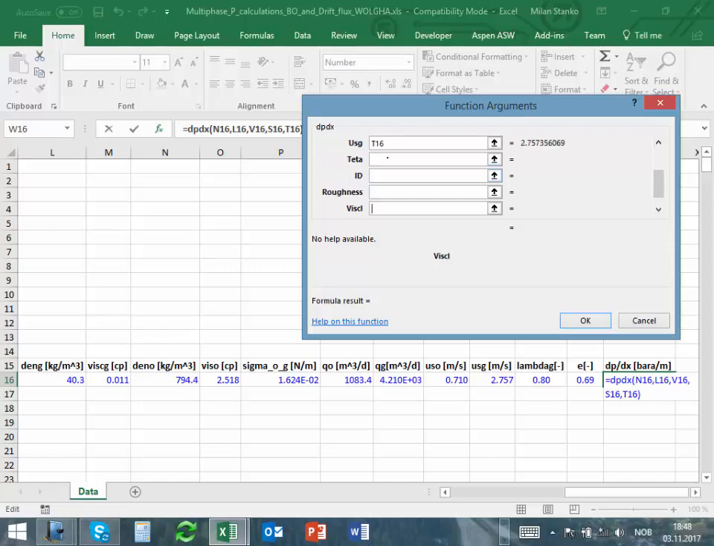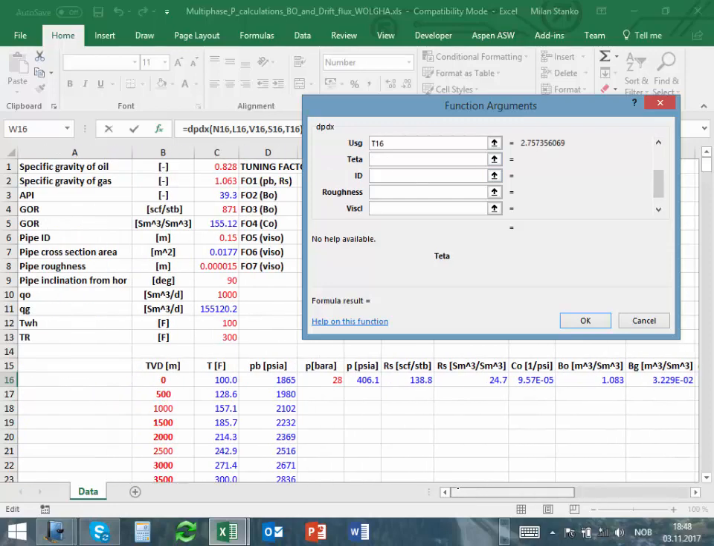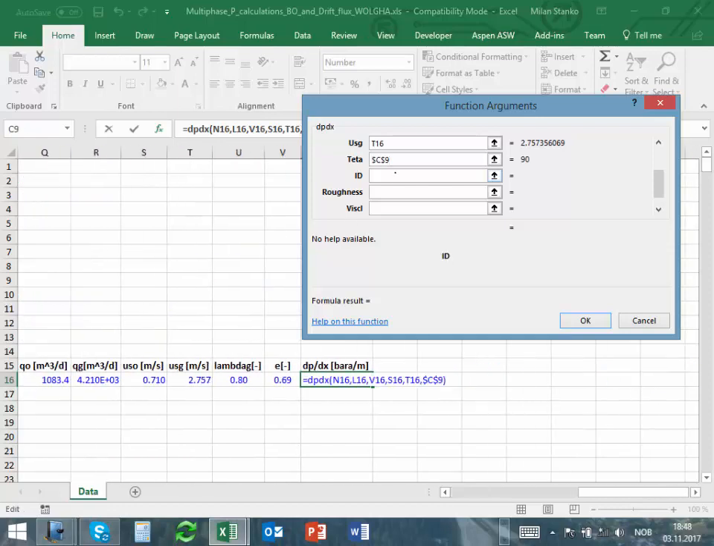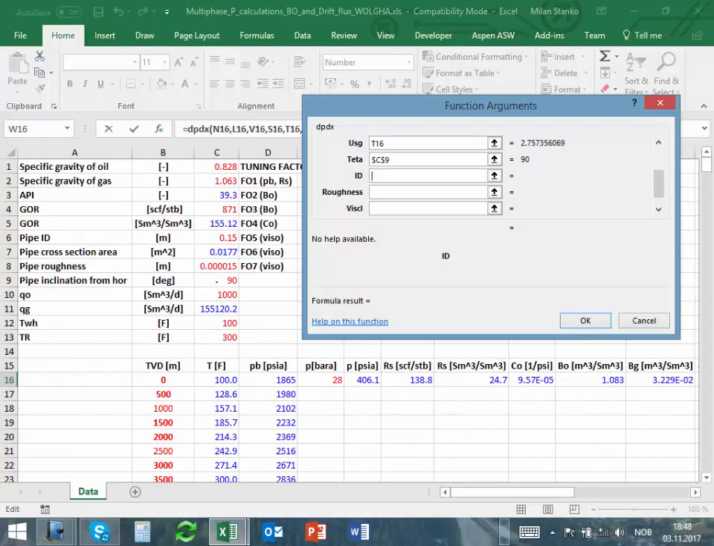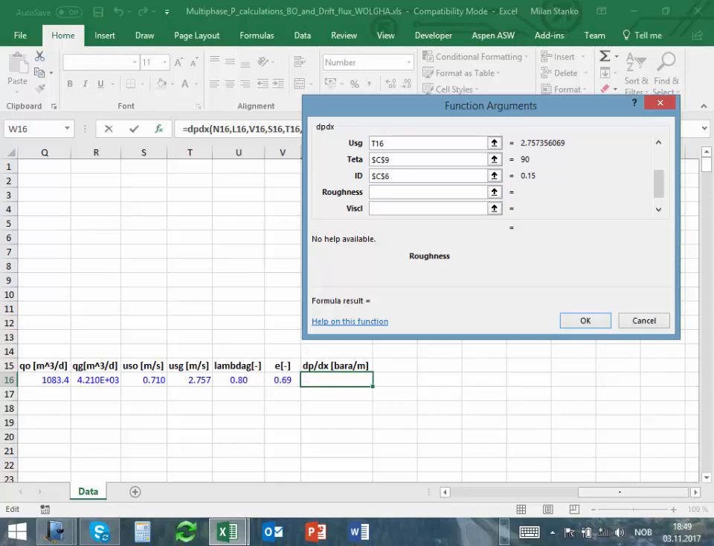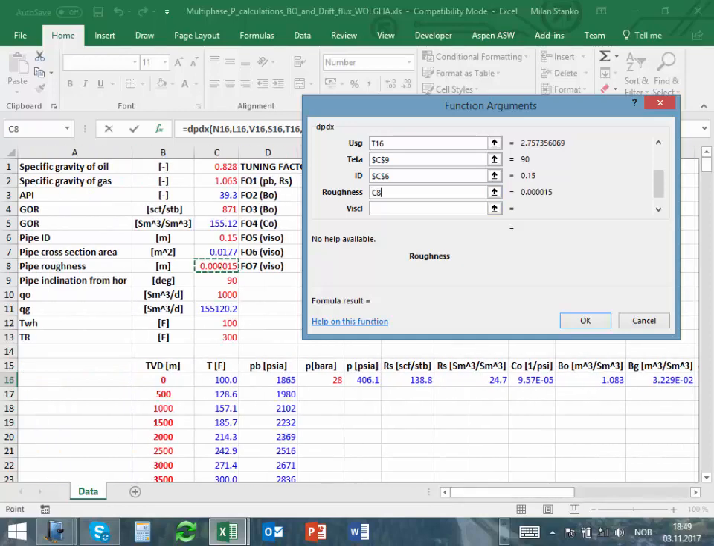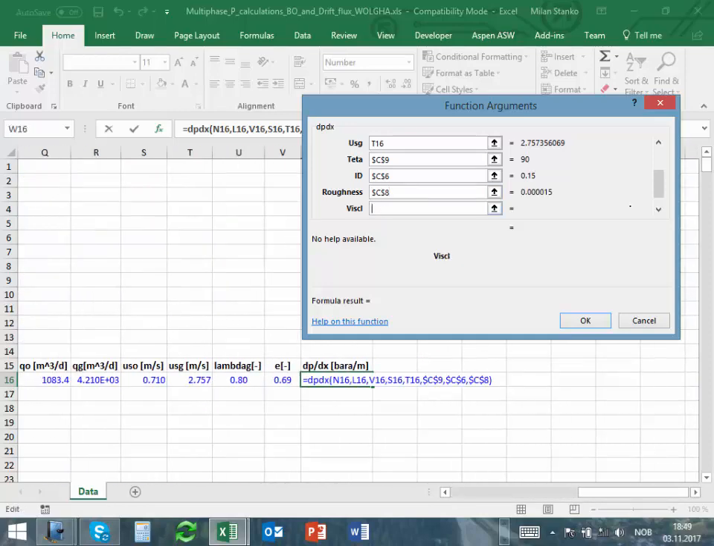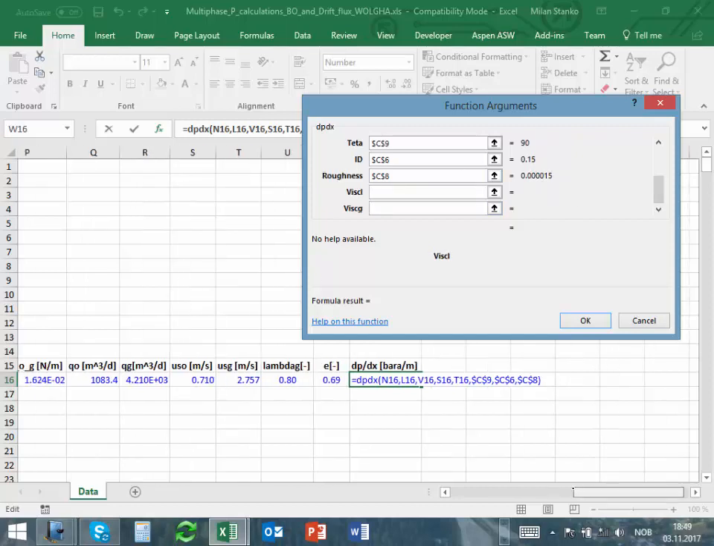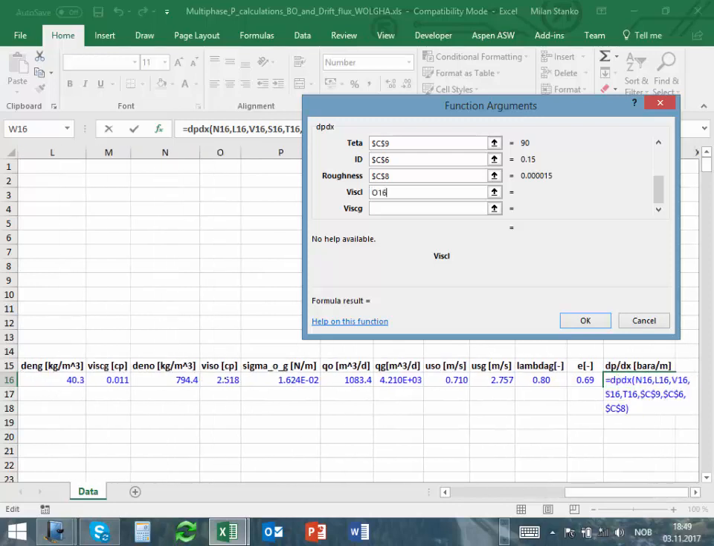I need a bunch of things. Inclination angle, this one, and I have to block it. Internal diameter of the pipe is C6, I have to block it. Roughness of the pipe, here I have to block it. And the viscosity of the liquid, I go to the left. Viscosity of the oil and the viscosity of the gas, M16, and I got this number.